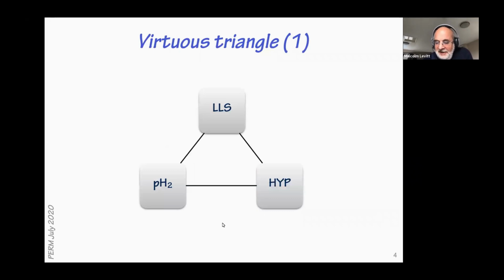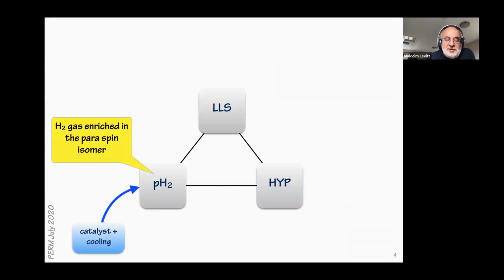So already today we've had a great deal of detail on this. So there's no explanation needed in this meeting about what parahydrogen is and how it's made. That's already been well covered today. Enriching hydrogen gas in the para spin isomer, which is the nuclear singlet state.